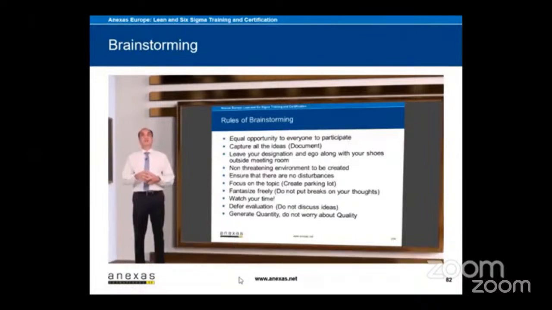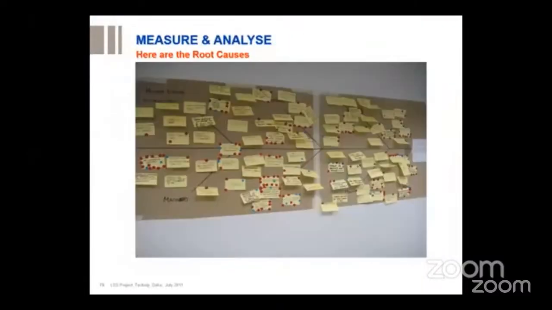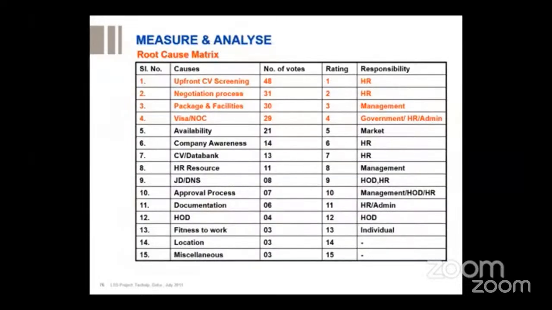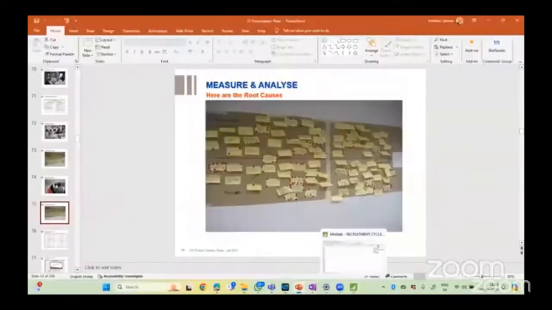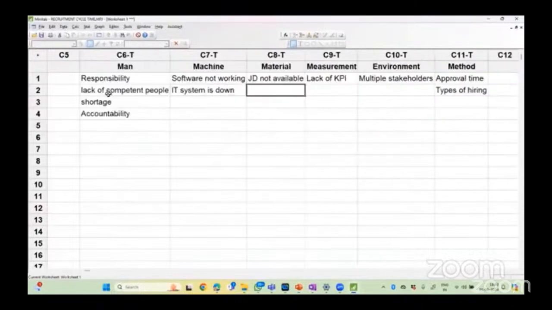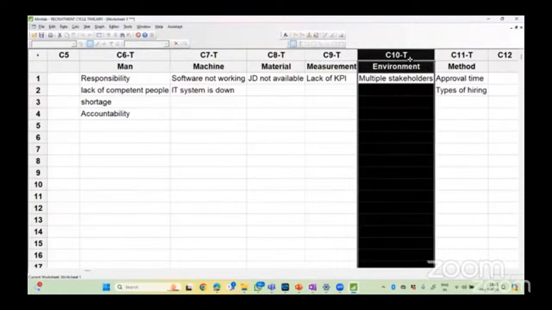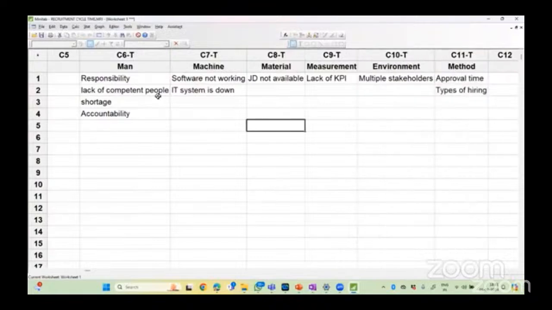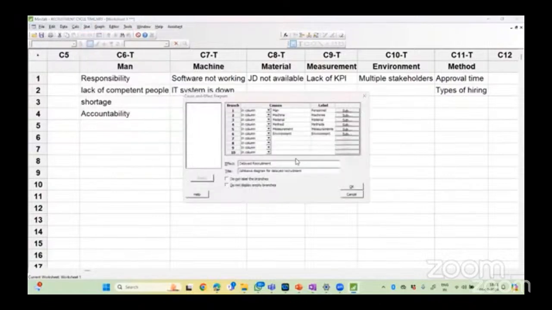Okay, so now we have got some good root causes, and I just wanted to show you that you can generate a lot of causes. And once you have got causes, how to do this in Minitab, life is simple nowadays. You can put all these things in: man-related causes, machine-related causes, material-related causes, all the causes you have put in. And now you will do a cause and effect diagram. So Minitab can do all these things.